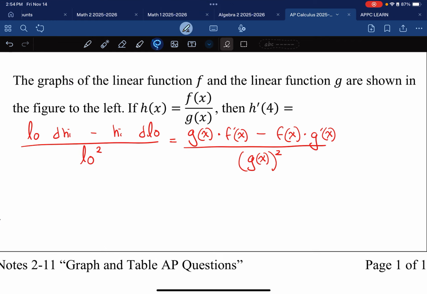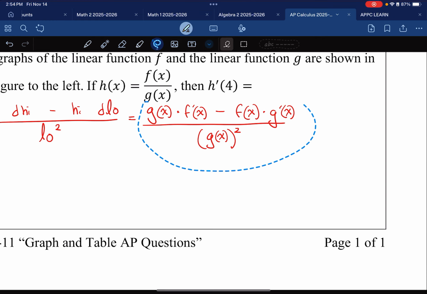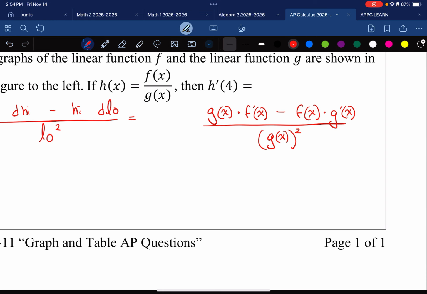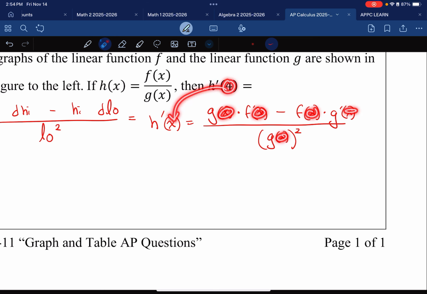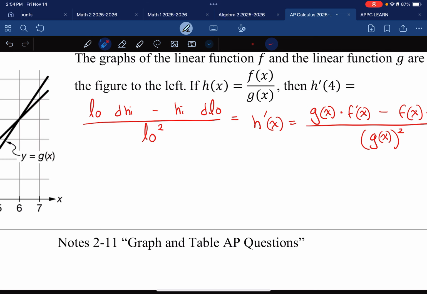So I can come over here and maybe annotate a little bit better and say, what we just found right here, this is h prime of x. We haven't plugged in 4 yet. So in order to find h prime of 4, we're going to plug in 4 into the x, which means all the x's are now a 4. So let's go ahead and write that out.